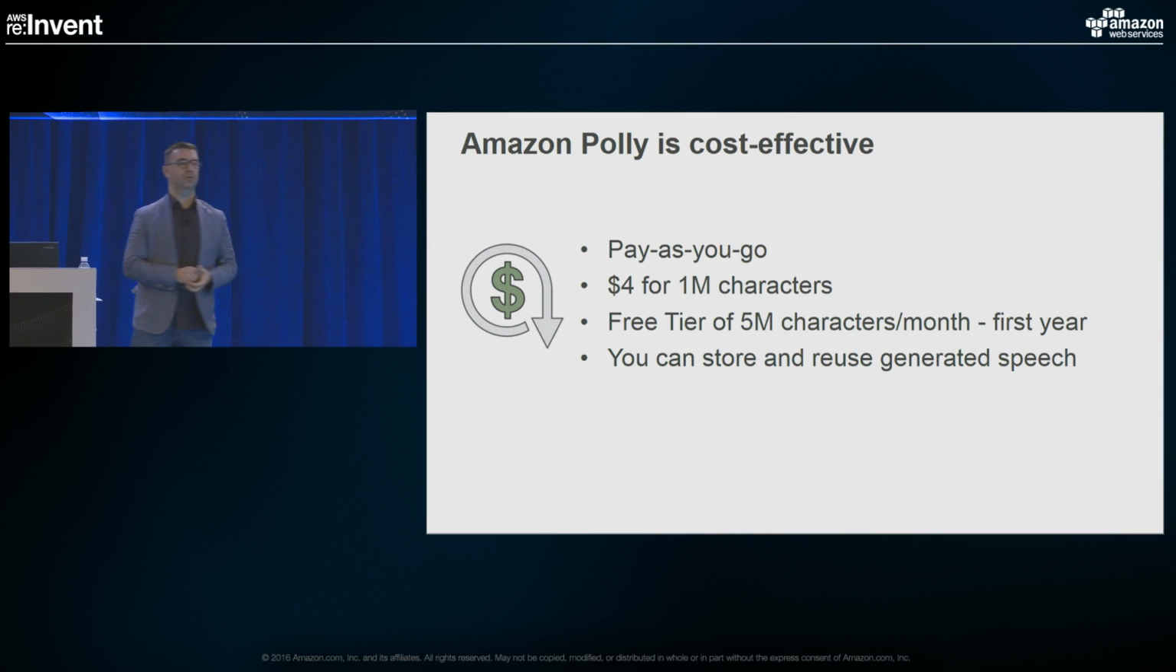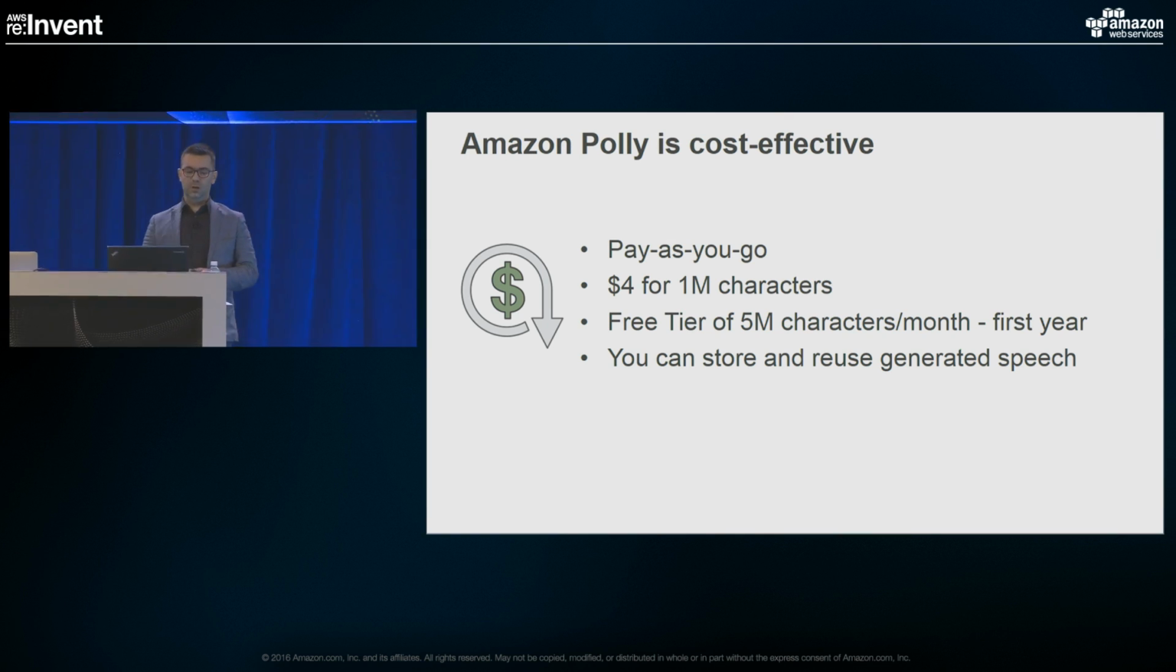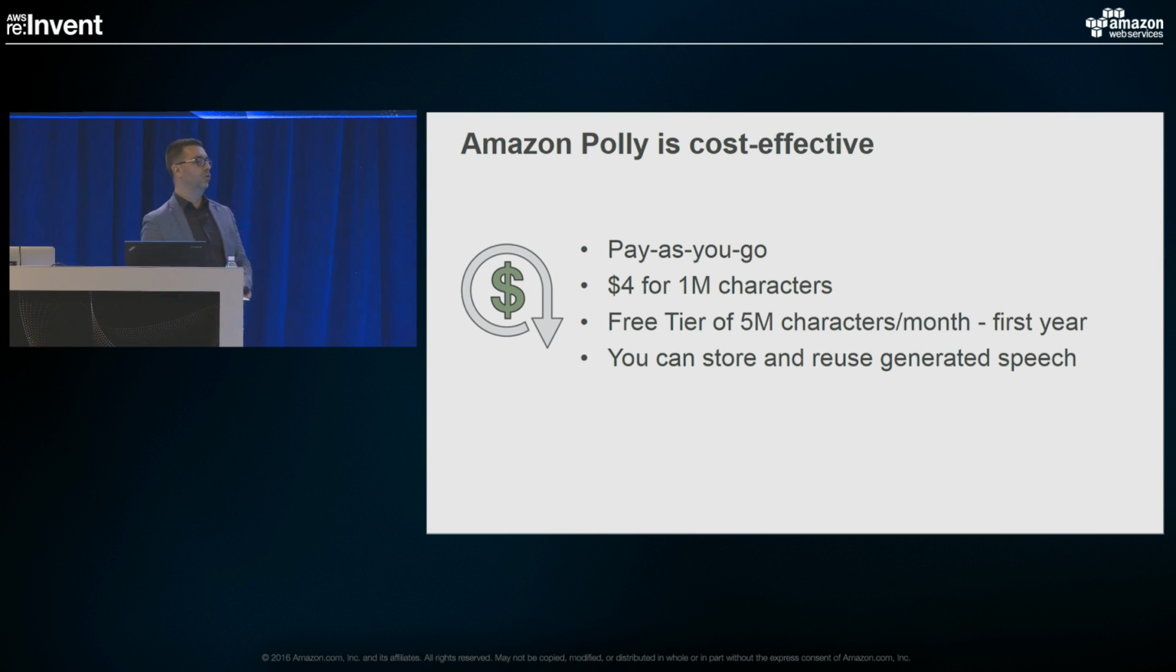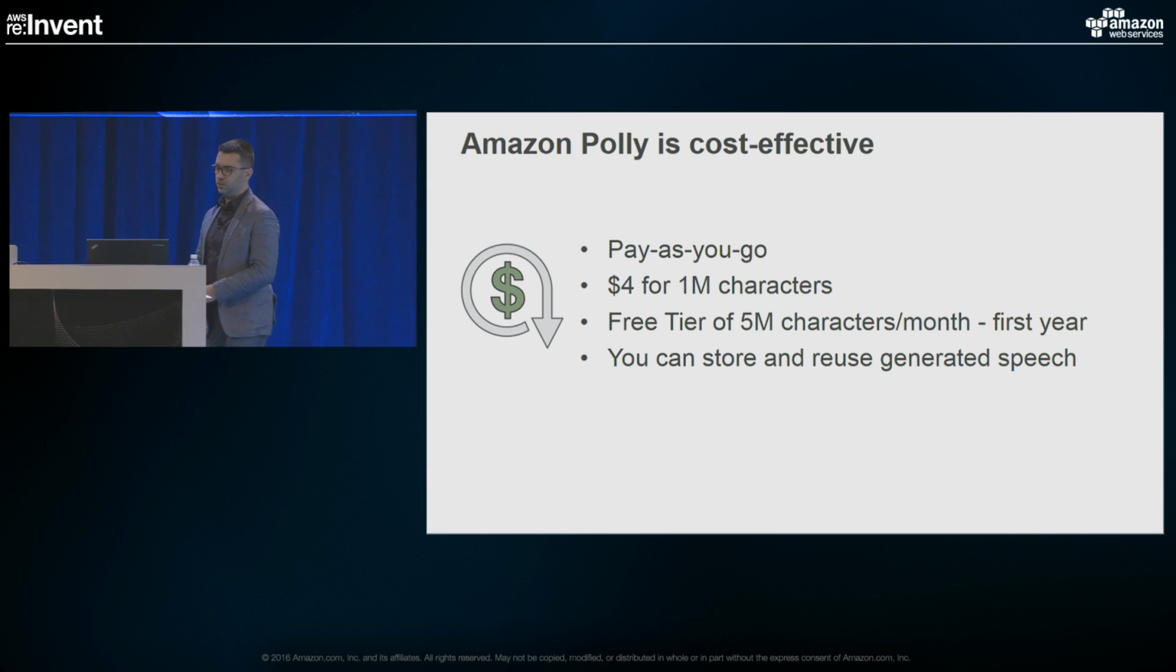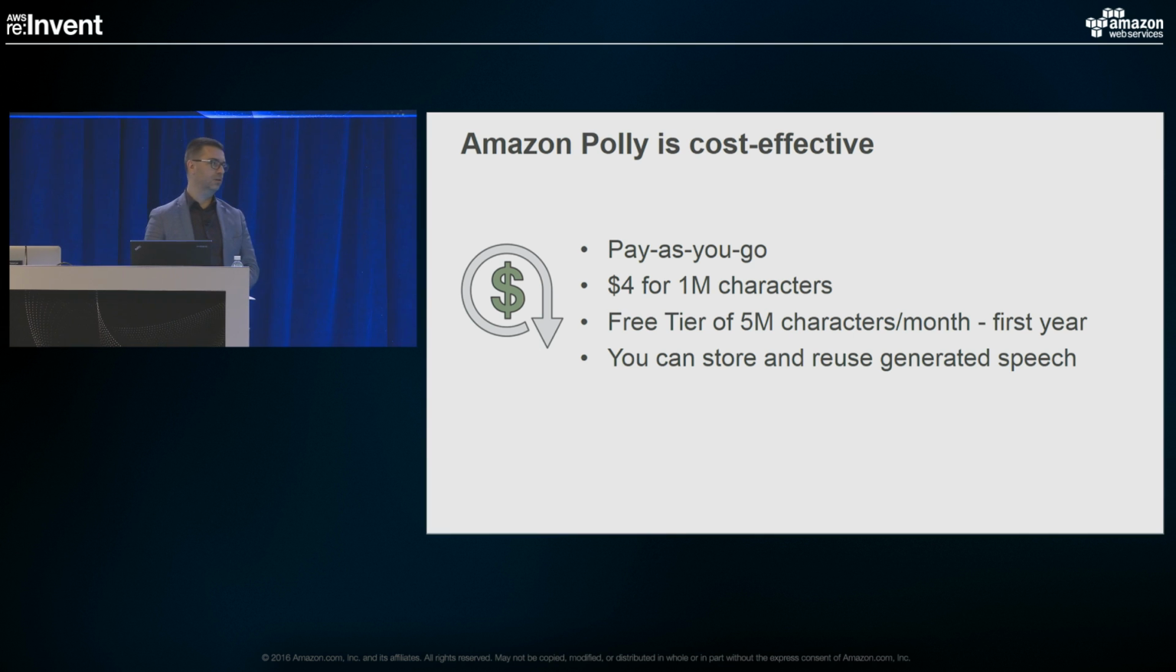Amazon Polly is cost-effective. So first of all, obviously, it has a pay-as-you-go pricing model, which means that you are charged for the amount of text which you push to the service. And by amount of text, I mean the number of characters. So if you push 10 characters to the service, you will be charged for 10 characters. If you push 1 million characters, you will be charged for 1 million characters. And 1 million characters costs $4.